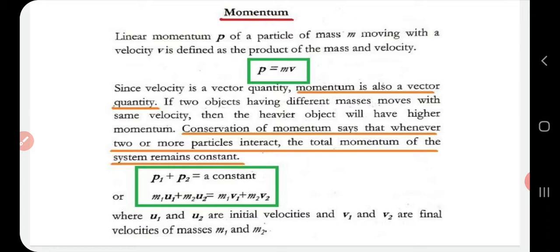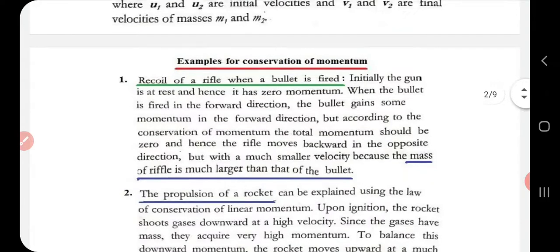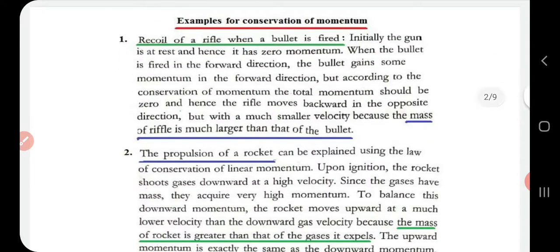So here, study the definition of linear momentum, its expression, and then the law of conservation of momentum. It is nothing but whenever two or more particles interact, the total momentum of the system remains constant, and just study the expressions also. Okay. Now we learn about a few examples for the conservation of momentum.